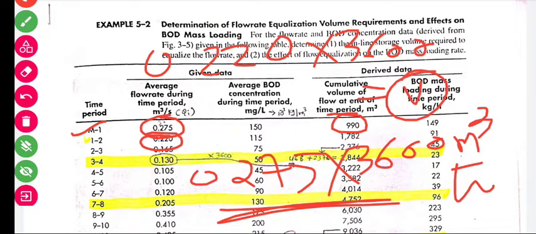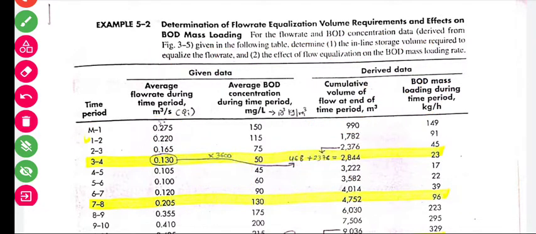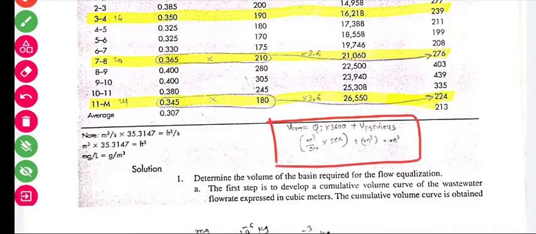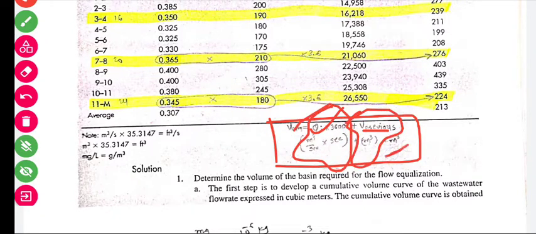From this you will get volume, but you will not get cumulative volume. So you have to add this volume plus the previous value. I will show you. I have written the equation here. What is cumulative volume? Cumulative volume is your volume plus the previous volume, you have to add it, then only it will be cumulative. This is nothing but the conversion of meter cube per second into meter cube per hour, and this is adding the previous, and the final unit is meter cube.